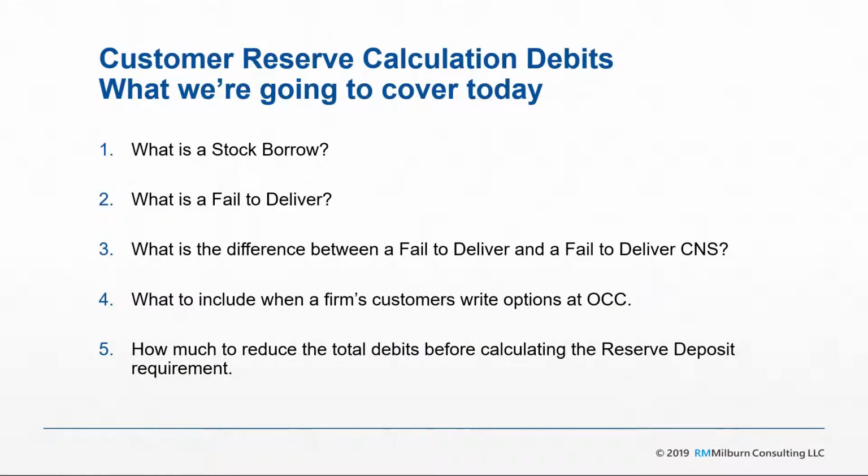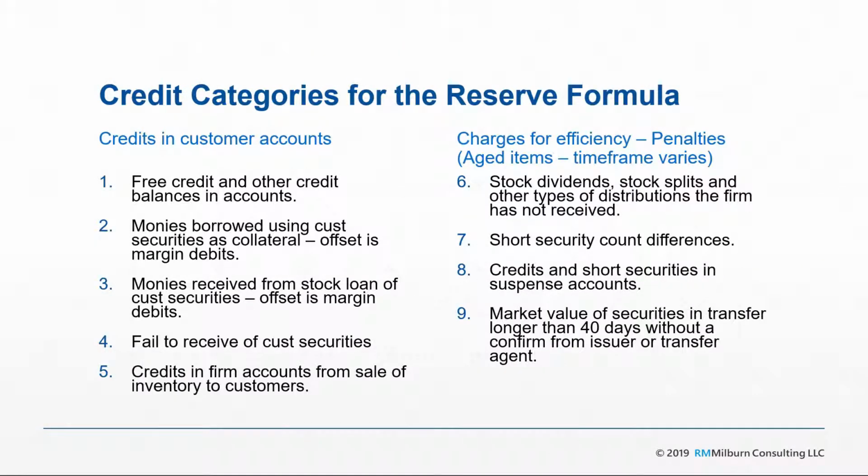This week we're going to continue our discussion of the customer reserve debits, lines 11, 12, and 13. They're related to stock borrows, fails to deliver, and the margin held at Options Clearing Corp. So what we're going to cover today: what's a stock borrow, what's a fail to deliver, what's the difference between a fail to deliver and a fail to deliver CNS, what to include when a firm's customers write options at Options Clearing Corp, and how much to reduce the total debits before calculating the reserve deposit requirement.